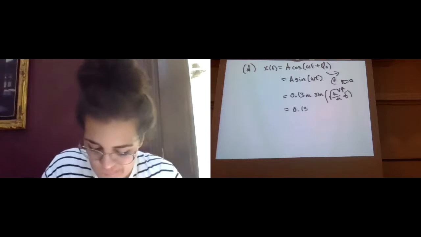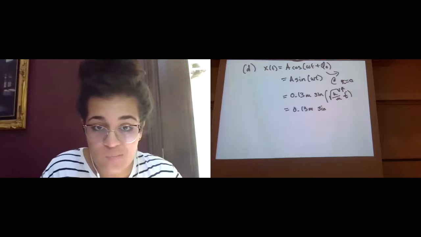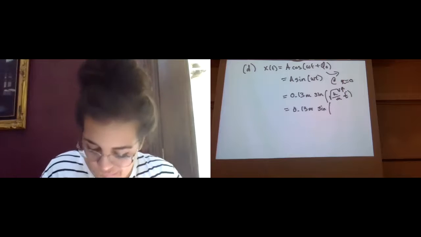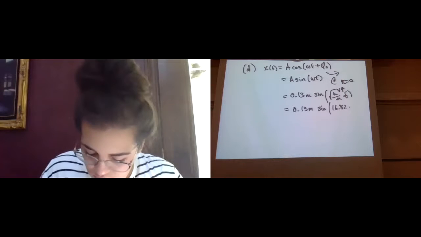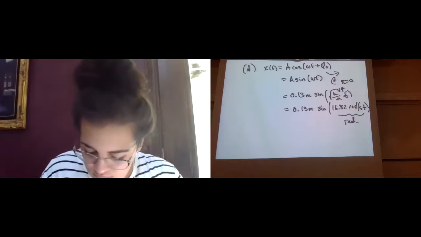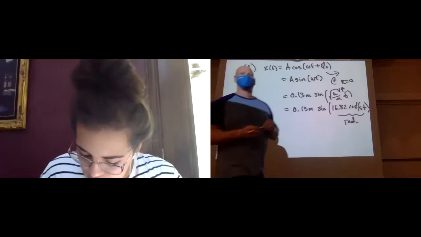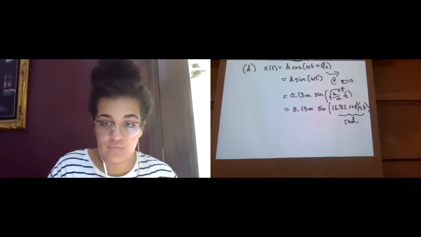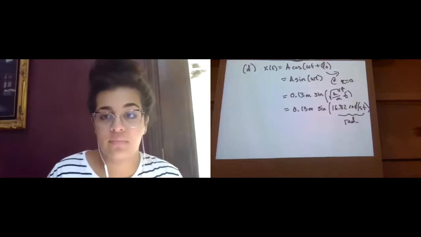Plug in those numbers, that's going to be 0.13 meters times sine of, if I plug in my numbers, this works out to be 16.82 radians per second times time. So everything that shows up in here always has to be in radians. For this section of the course, make sure that your calculator's in radian mode, not degree mode, because otherwise that's going to give you the wrong answer. So make sure it's in radians and not degrees.